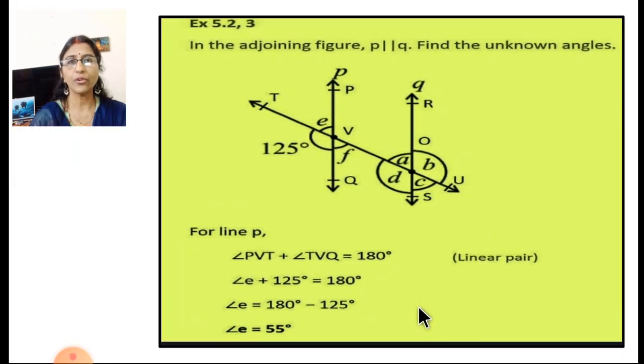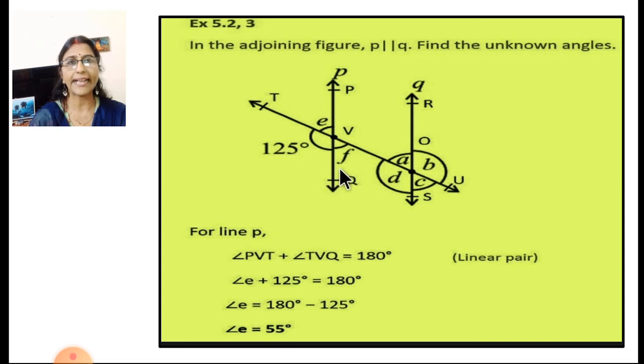Now children, we will go to the third question. Question number 2 we have done in our previous session. So we'll do question number 3 now. In the adjoining figure, this is the line P which is parallel to Q, and you have to find the unknown angles. Unknown angles means angle A, angle B, angle C, angle D, angle E and angle F we have to find out. So first we will take this line P.